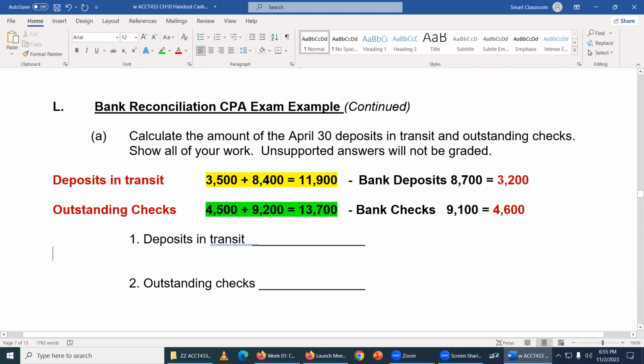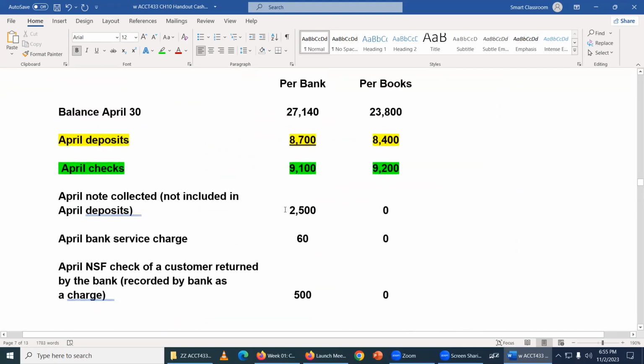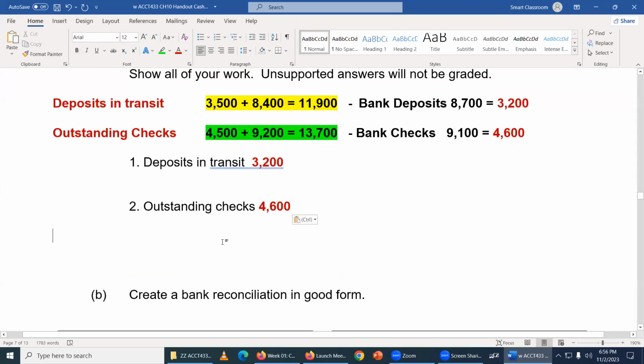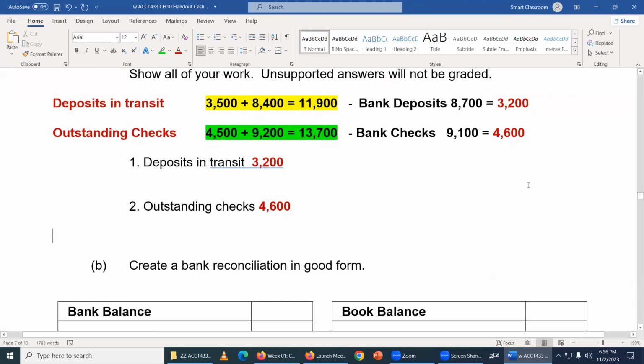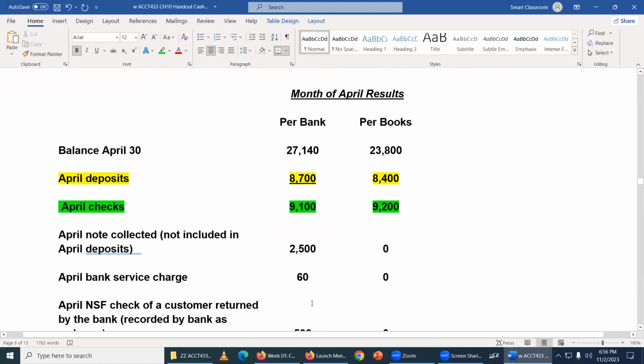So deposits in transit were 3,200. Outstanding checks was 4,600. And we don't forget this other stuff we have here: the note collected, the bank service charge, and the NSF check. Okay, so balance per bank was 25,740.